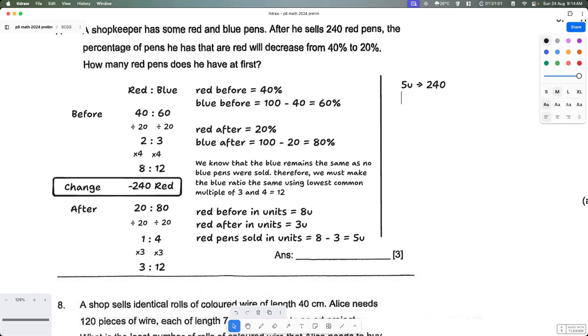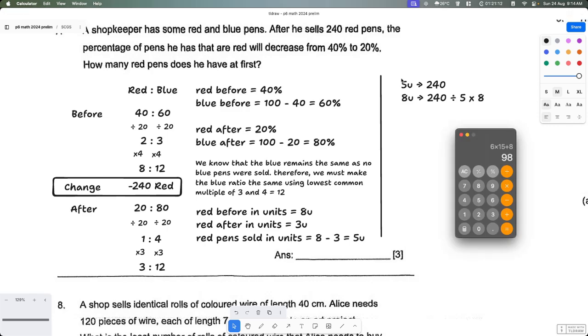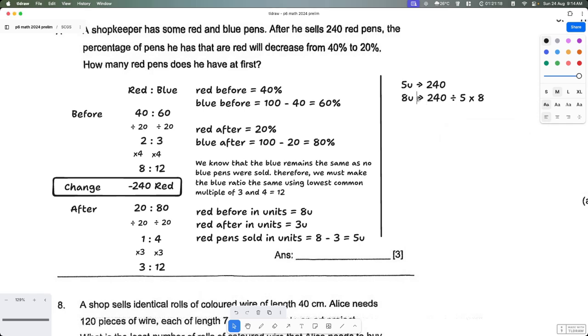So we want to know the pence at first, which is 8 units, equal to 240 divided by 5 and then times 8. So let's do that. 240 divided by 5 times 8 is 384. So this 8 units is the rate at first. There you go. So the answer is 384, and that's it. Okay, let's move on to the next question.